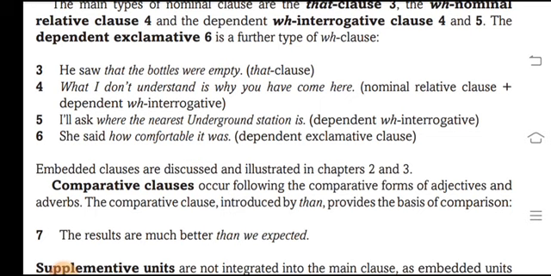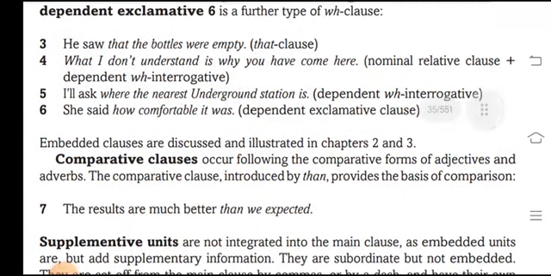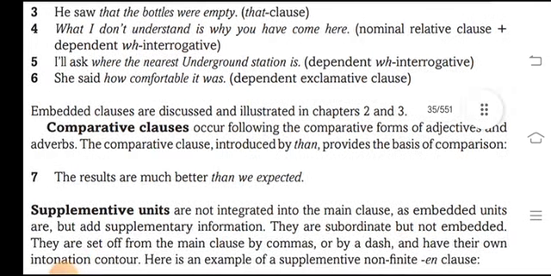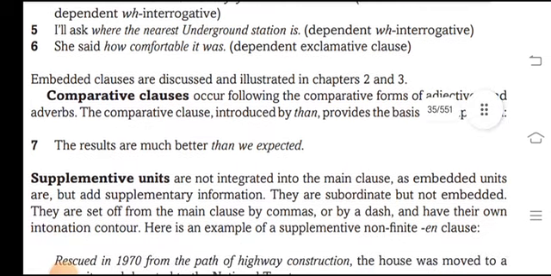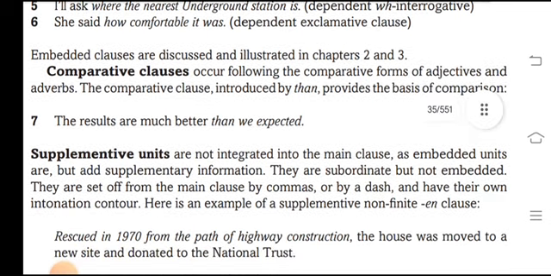These are other further types of the WH clause, such as "he showed that the bottles were empty" and "what I don't understand is why you have come here". Nominal clauses include dependent WH interrogatives, as in "I will ask where the nearest underground station is", which is a dependent WH interrogative, and "she said how comfortable it was", a dependent exclamative clause.